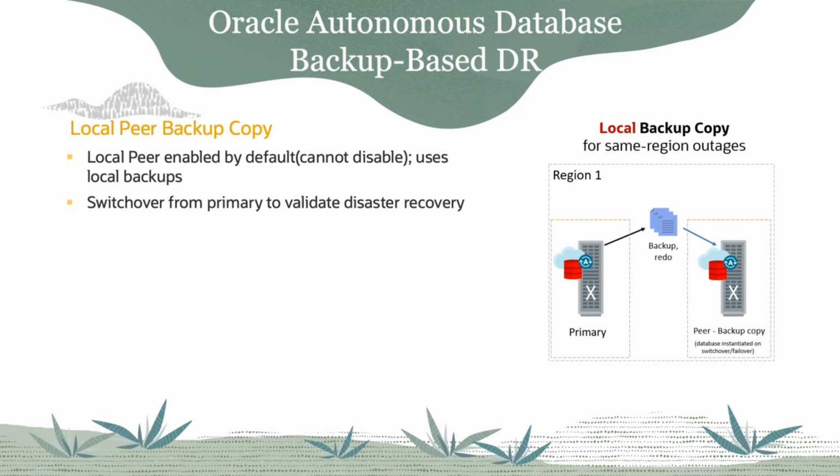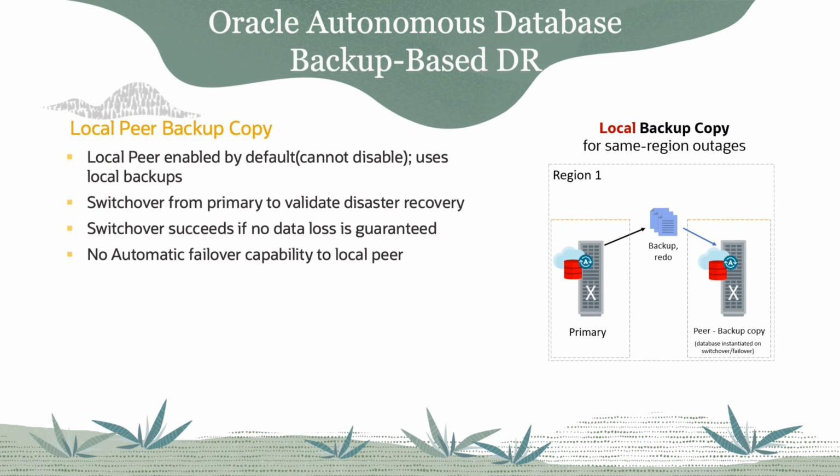As per the usual business continuity plan, you can perform a switchover operation to validate the local DR setup. A switchover operation will cause the peer copy to take the role of primary and the primary database to become the backup copy. Note that the switchover operation is initiated from the primary autonomous database details page. There is no details page for the local peer backup copy. You can use it for testing your database failover for certification or audit reasons, or for testing your application's failover procedure when there is a database failover. Note that the switchover will succeed only if no data loss can be guaranteed.